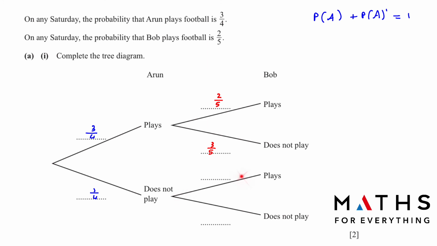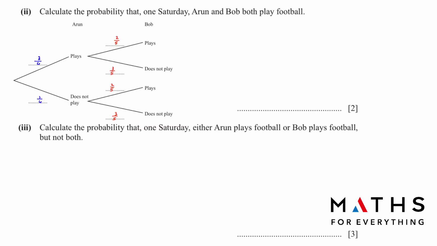We have another branch here. This is about Bob. So on any Saturday, there's going to be no change. Plays is 2 over 5 and does not play is 3 over 5. Don't get confused. Now moving on to the next part of the question. Calculate the probability that one Saturday Arun and Bob both play football.